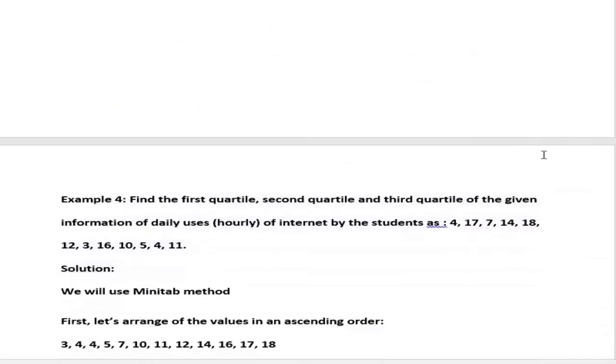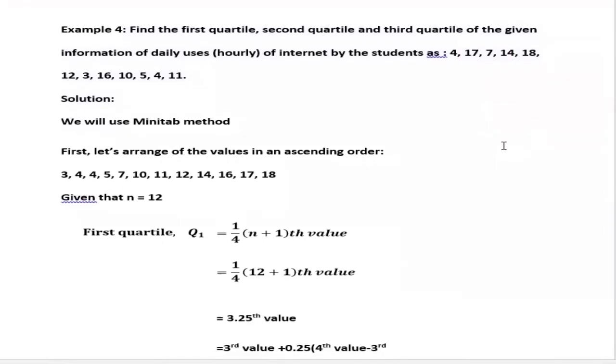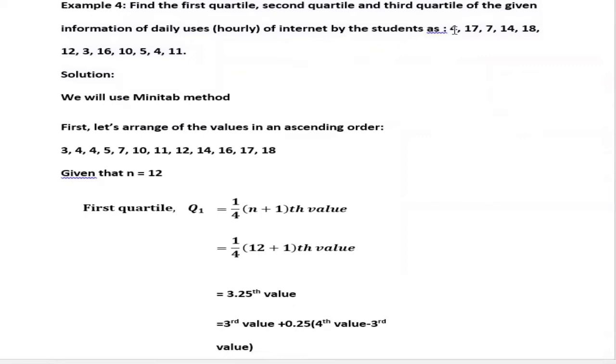Let us do another example. So this is the internet usage by students in hours. After getting the data, we have to arrange the data in ascending order. If you arrange it in ascending order, you will get 3, 4, 5, 7, 10, 11, 12, and so on up to 18. If you count how many numbers, there are 12 students' internet usage, so n will be 12.